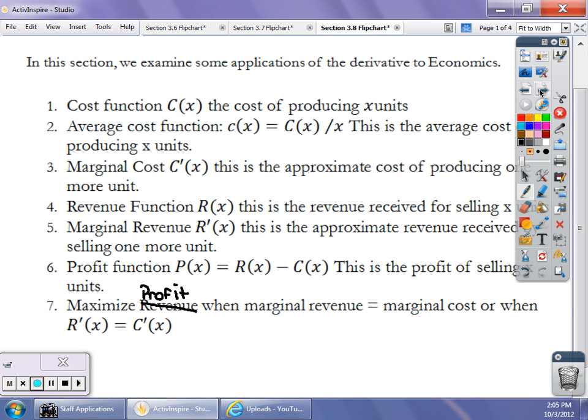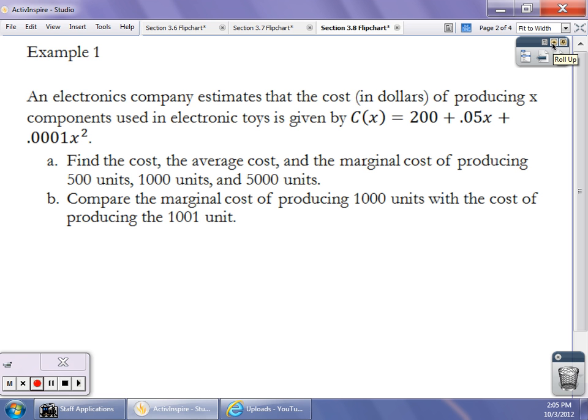So let's look at a couple of examples. Let's say we have a company that's producing components used in electronic toys, with cost given by 200 plus 0.05x plus 0.001x squared. We want to find the cost, the average cost, and the marginal cost of producing 500, 1,000, and 5,000 units. So let's set up a little chart: units, cost, average cost, and marginal cost.